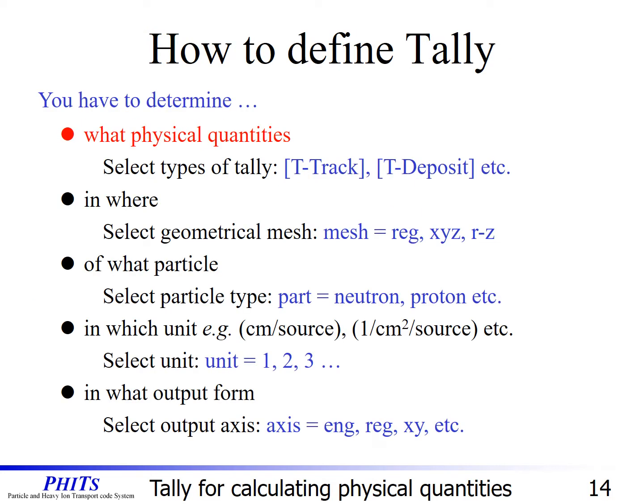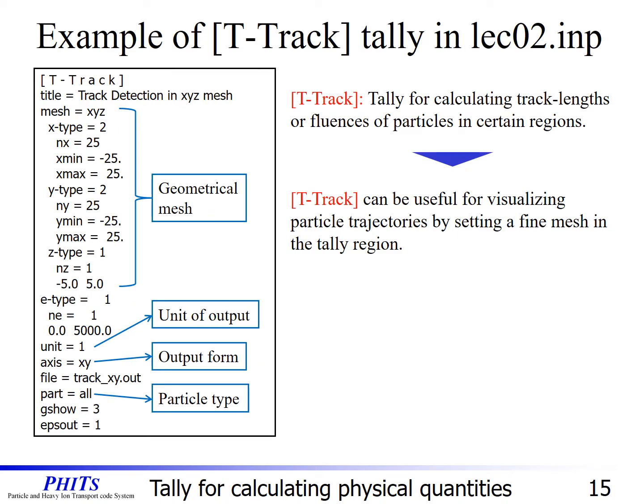In this subject, you learn how to define tally. At first, you will select types of tally depending on what physical quantity you want to know. After that, you will set 4 components, that is, where, what particle, which unit, and what output form. You will set these parameters depending on your purpose. Here is shown the example of track tally section in lec02.inp. Track tally is used for calculating track length or fluences of particles in certain regions. Track tally can also be used for visualizing particle trajectories by setting a fine mesh in the tally region.